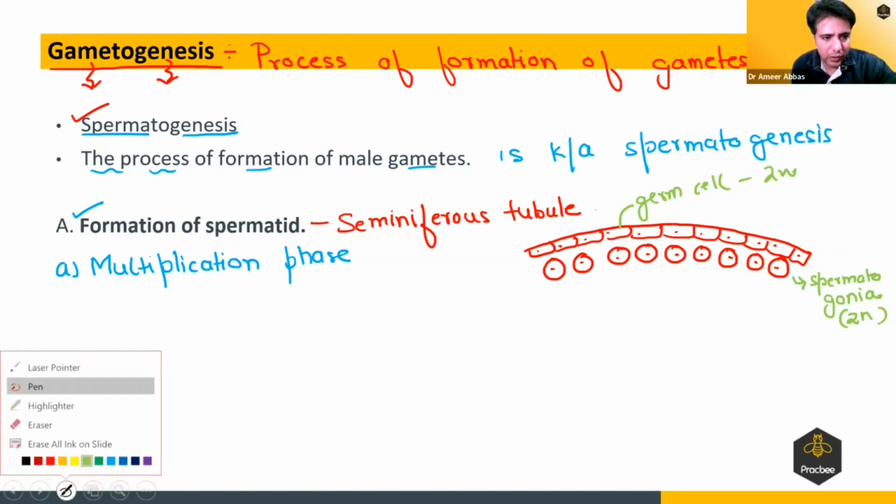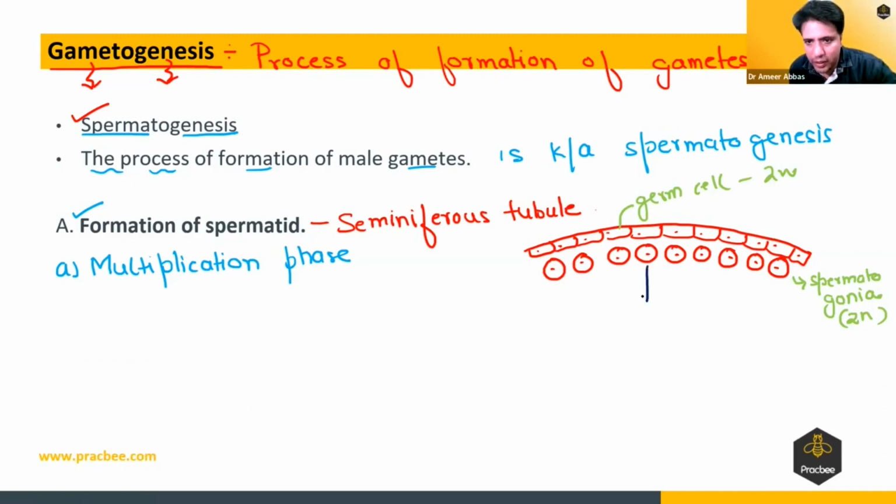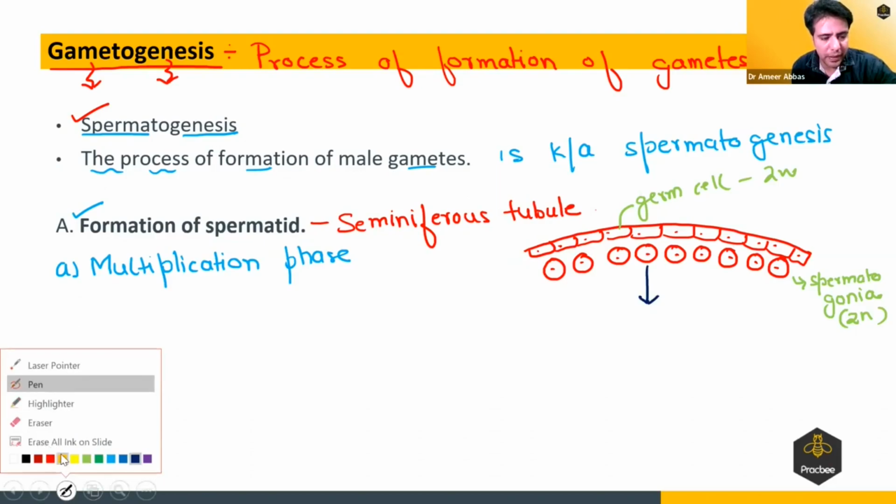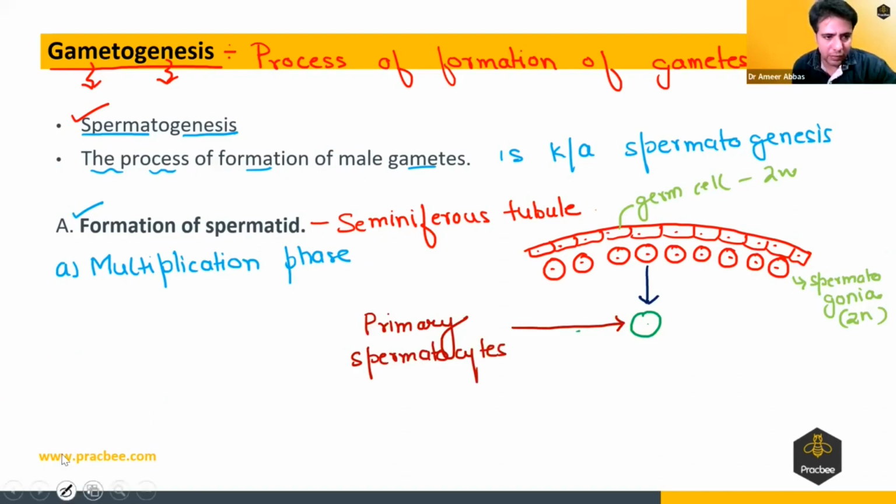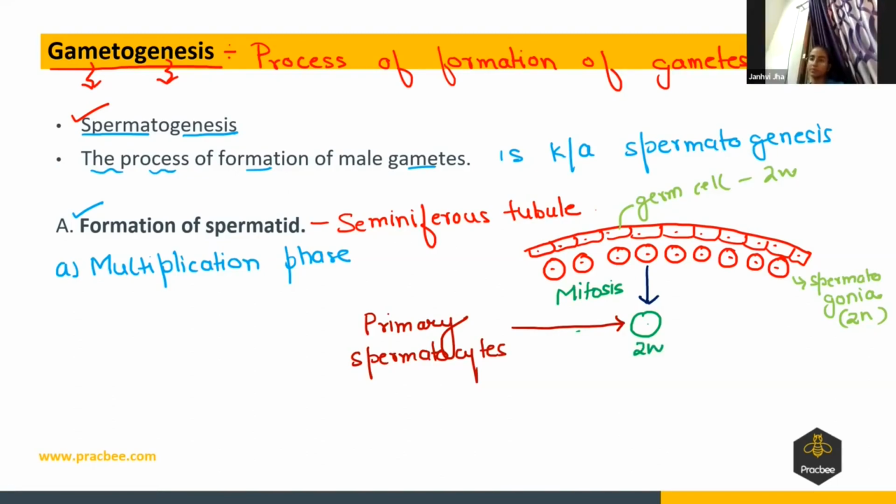So during the multiplication phase, the spermatogonia multiply to produce primary spermatocyte. The division here was mitosis. So the ploidy of primary spermatocyte will be 2n. Clear? So what happens here? The spermatogonia enlarge in size, multiply and form primary spermatocyte.